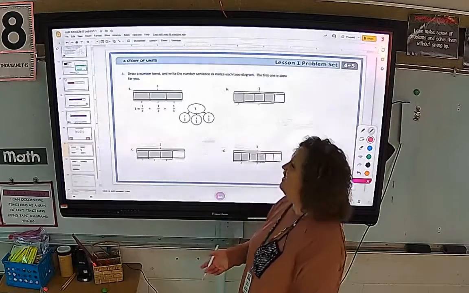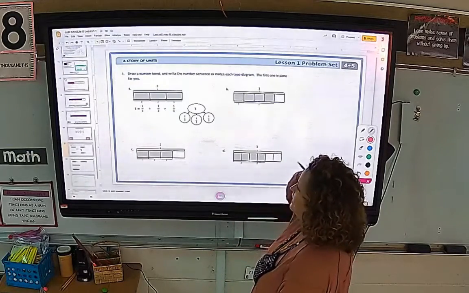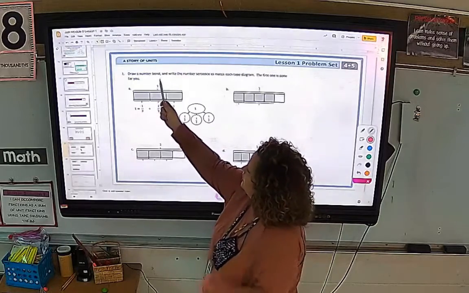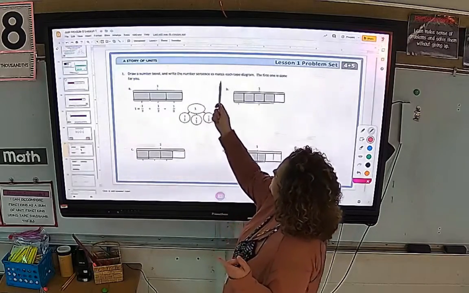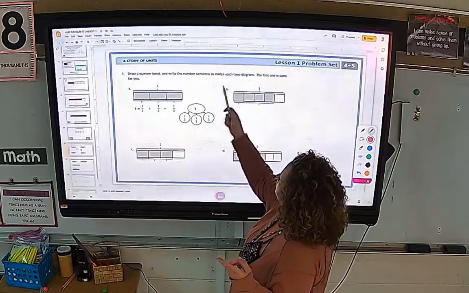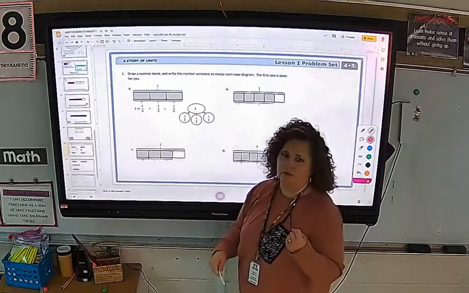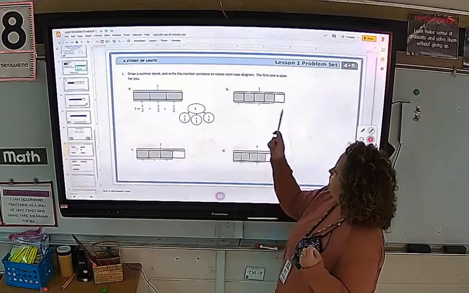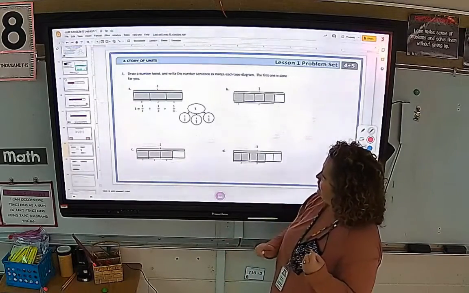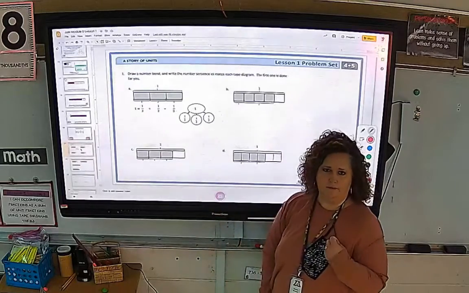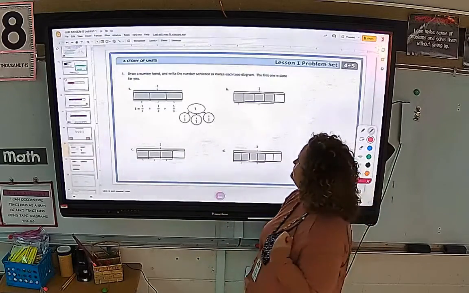Okay? All right. Now they have done letter A for us. They want us to draw a number bond, write a number sentence, and all of that is going to match our tape diagram, and the first one is done for you. Okay, so these all have tape diagrams, but what's missing is the number sentence and the number bond. So that's what we've got to add.